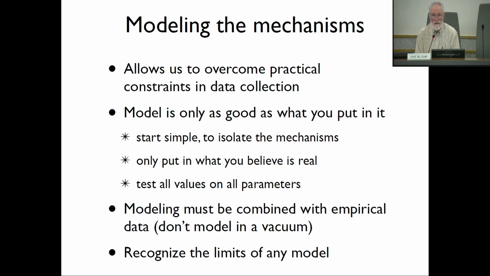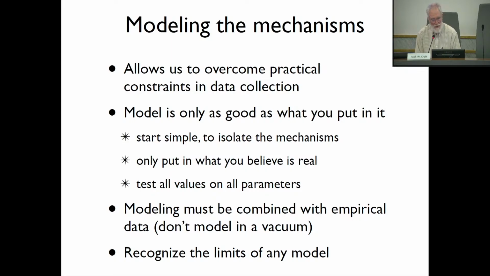So a model is basically only as good as what you put in it. The first thing is you have to start simple. I've seen linguists construct very complicated models, but then you don't know which thing in the model is actually producing the behavior that's interesting. So you start simple to isolate the mechanisms, even though it's obviously not a complete or even realistic model of linguistic interaction. Only put in what you believe is real. Don't put in a shortcut that you think might help things out but that you don't believe should actually be part of the model. Again, people might do that to try to get an effect.